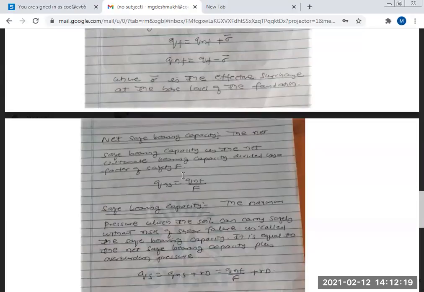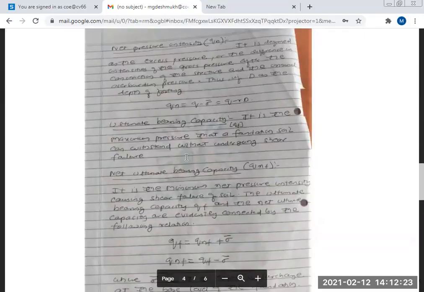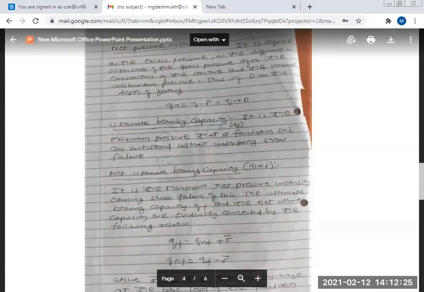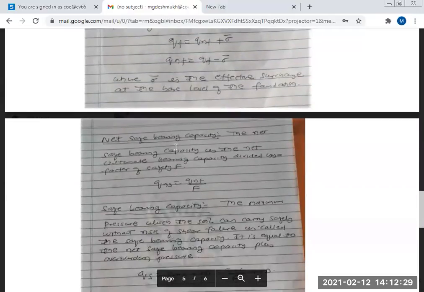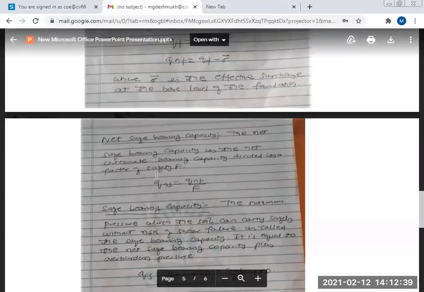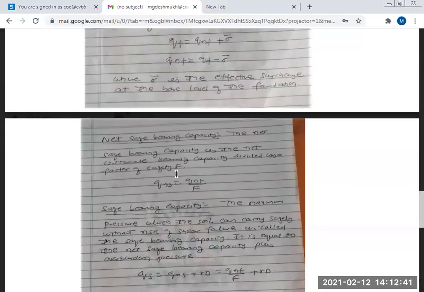So next is now net safe bearing capacity. So ultimate bearing capacity is there, net ultimate bearing capacity is there. Now next is net safe bearing capacity. So what is net safe bearing capacity? The net safe bearing capacity is the net ultimate bearing capacity divided by a factor of safety F.